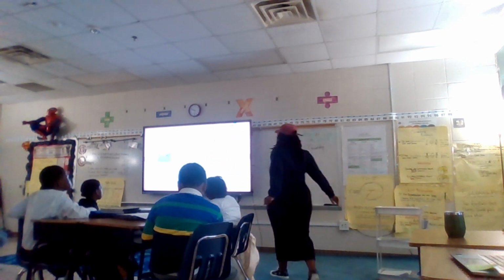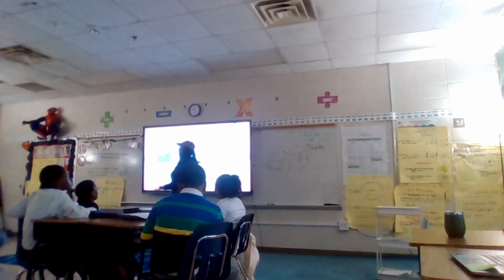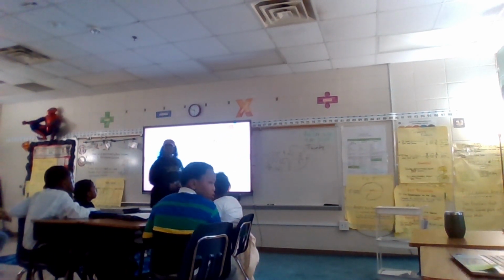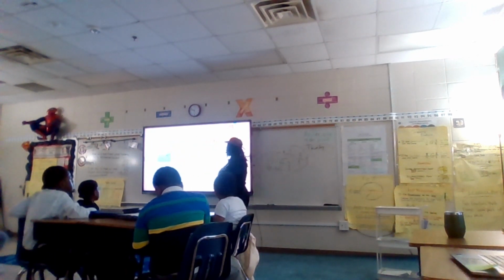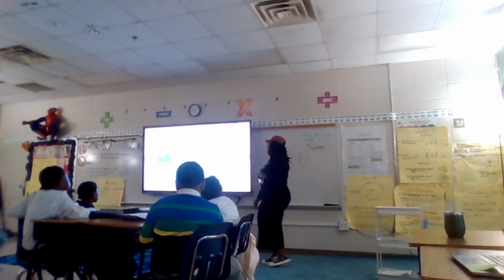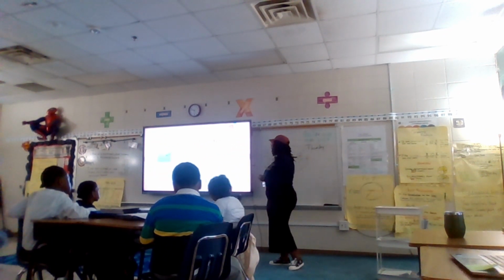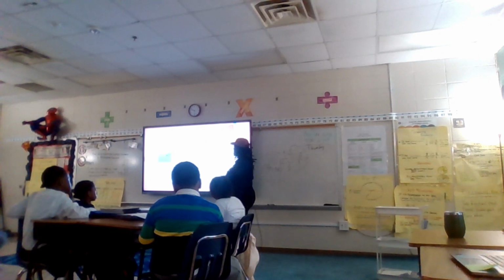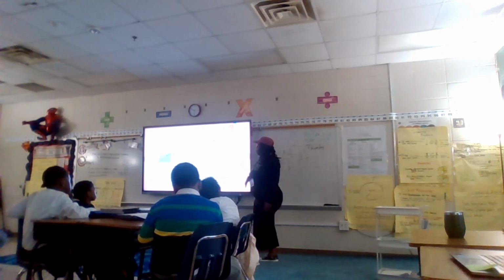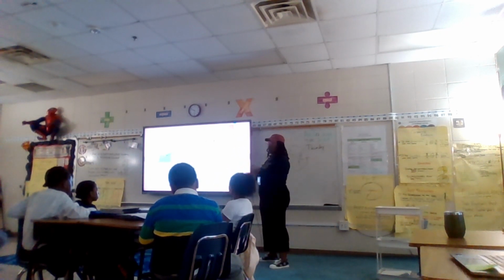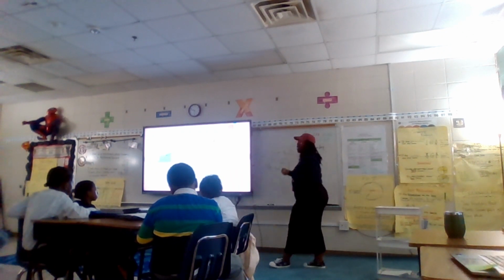Area versus perimeter. So the area is what's inside, and the perimeter is what's outside. The amount of space inside of a shape is the area. The total distance around the outside of the shape is the perimeter. The area is the product of the length times the width, which we already know. Area is expressed in square units.